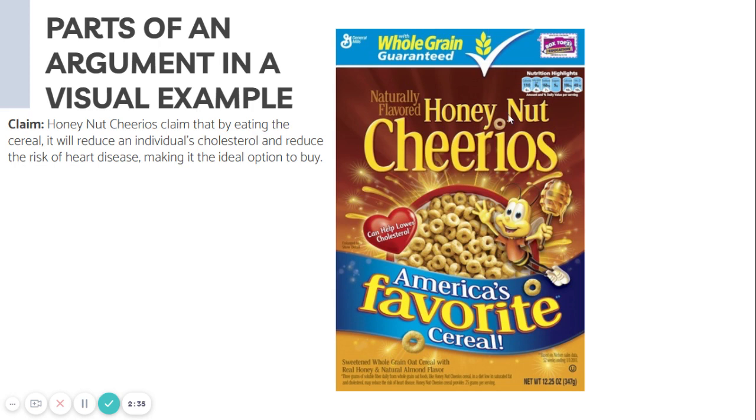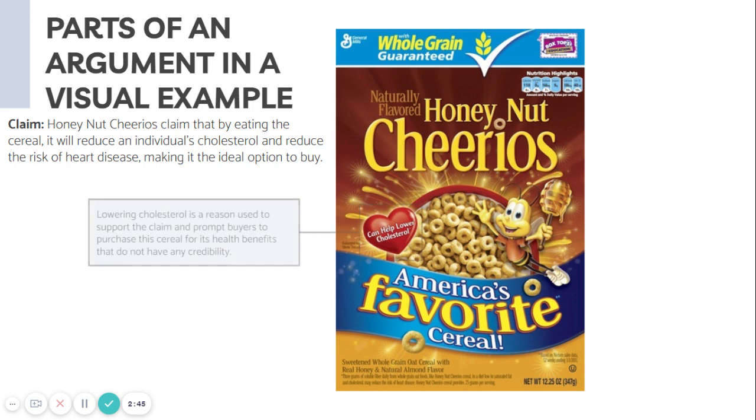So in this Honey Nut Cheerios ad, it claims that by eating the cereal, it's going to reduce an individual's cholesterol and reduce the risk of heart disease, making it the ideal option to purchase in a store. So firstly, lowering the cholesterol is a reason used to support the claim and prompt buyers to purchase cereal for its health benefits that do not have any credibility. As you can tell, there is no FDA stamp or approval or any other organization that says that it is correct.